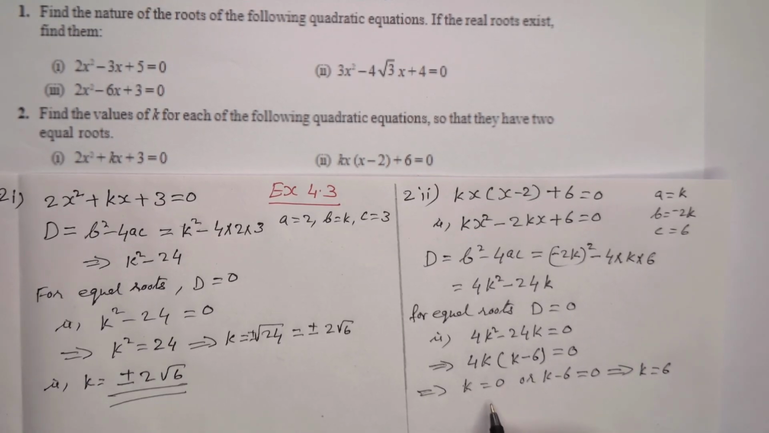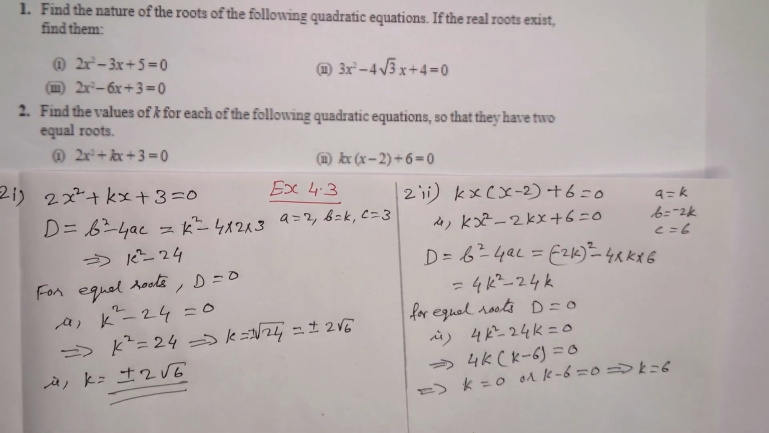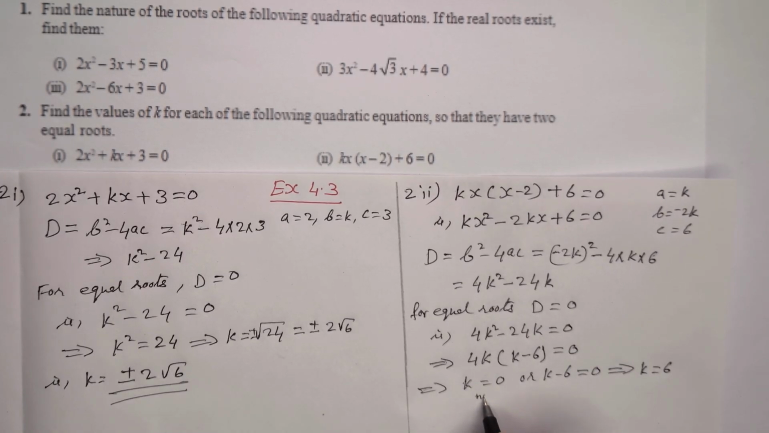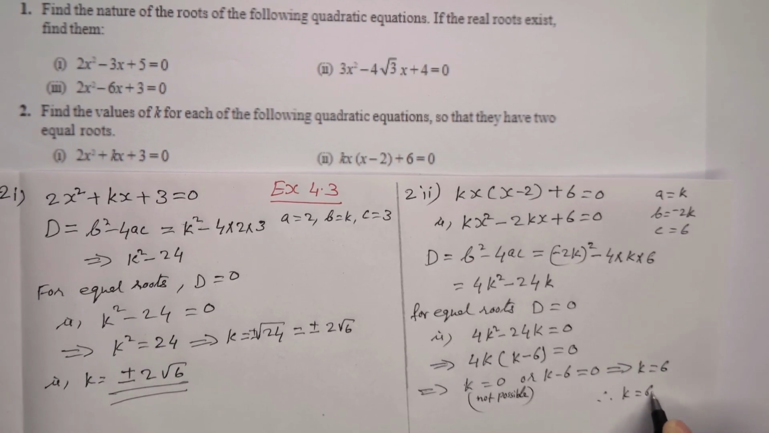So k is equal to 0 we cannot take. If we are taking k is equal to 0, the entire given equation will become 0. So k is equal to 0 is not possible. You can write there, not possible. Therefore, k is equal to 6.